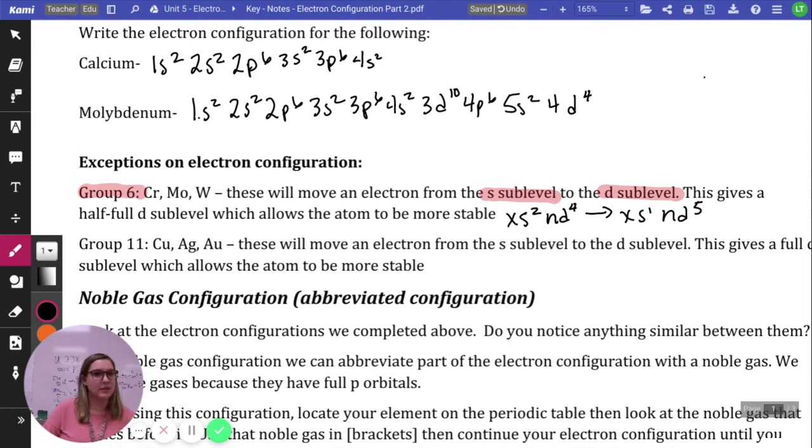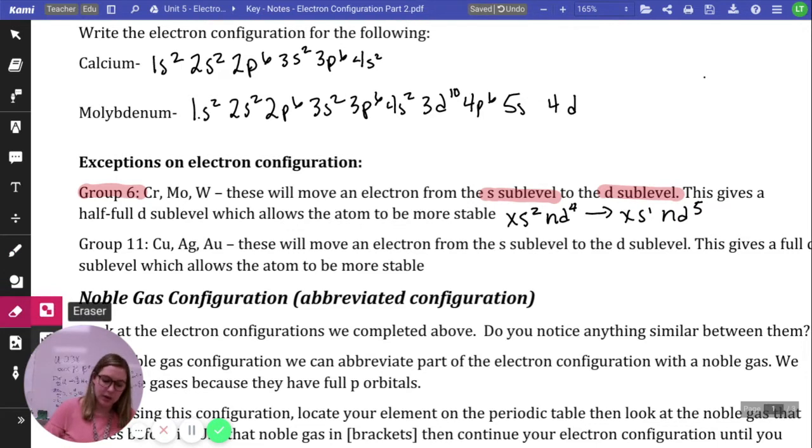So our previous practice problem that we just did with molybdenum does count as an exception. So let's go ahead and fix it really quickly. Instead of it being 5S2, it's going to be 5S1 and 4D5.